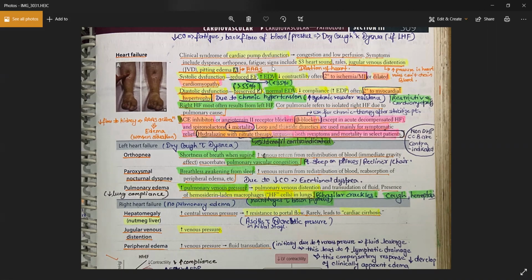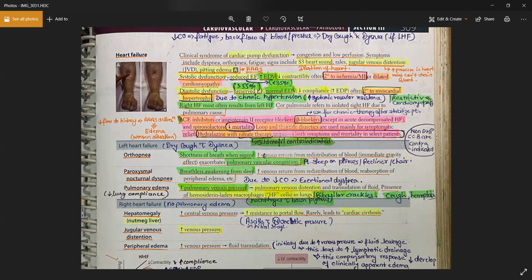Signs can include the S3 heart sound, which is in case of a dilated heart. Whenever systolic dysfunction occurs, you will get the S3 heart sound. You will get jugular venous distension. Like I told you, when right-sided heart failure occurs, ultimately the pressure backflow will be in the veins, like in the jugular vein, in the vena cava, in the capillaries, and you will get the edema. Two types of dysfunction can occur: one is systolic and one is diastolic.